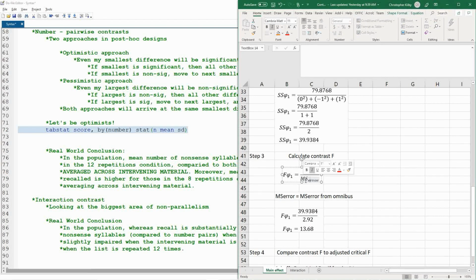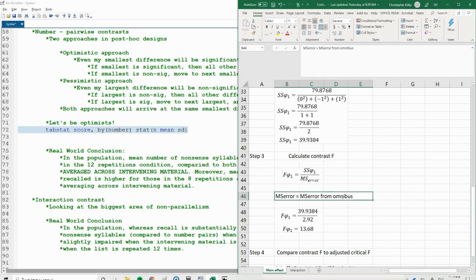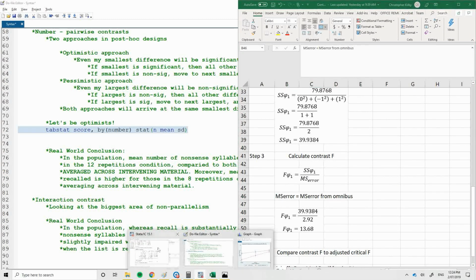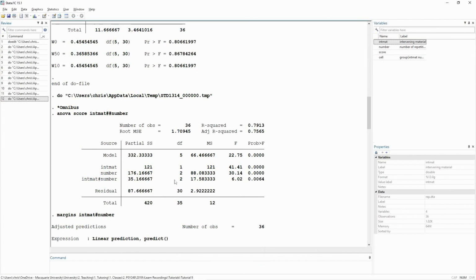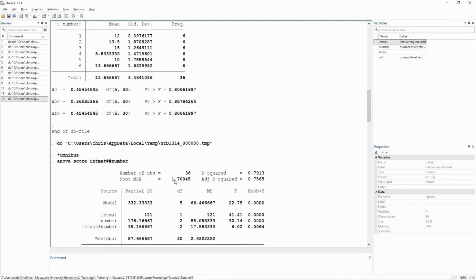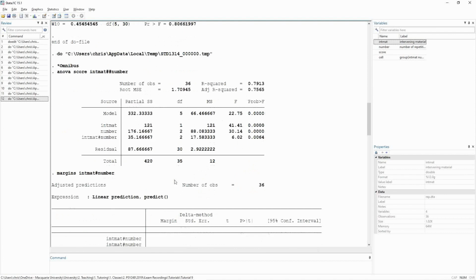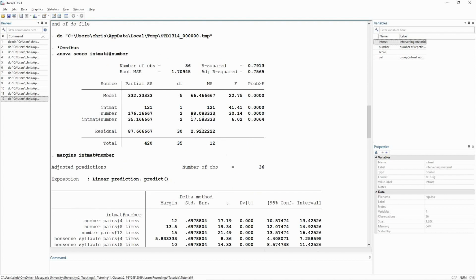The mean sums of squares error comes from our omnibus test. And as we said just a second ago, and I'll bring it up, the mean sums of squares from our omnibus test is 2.92.